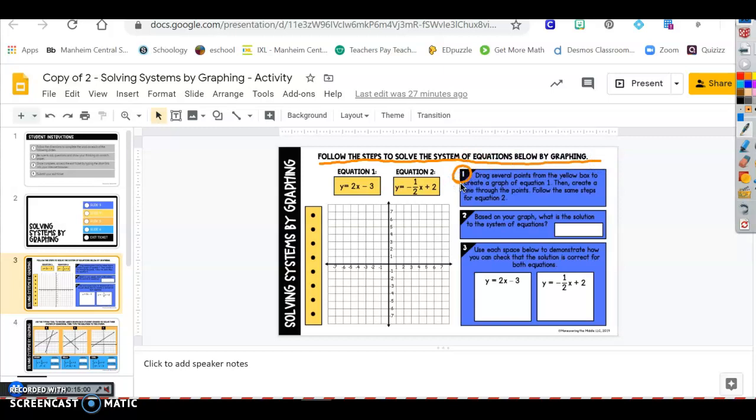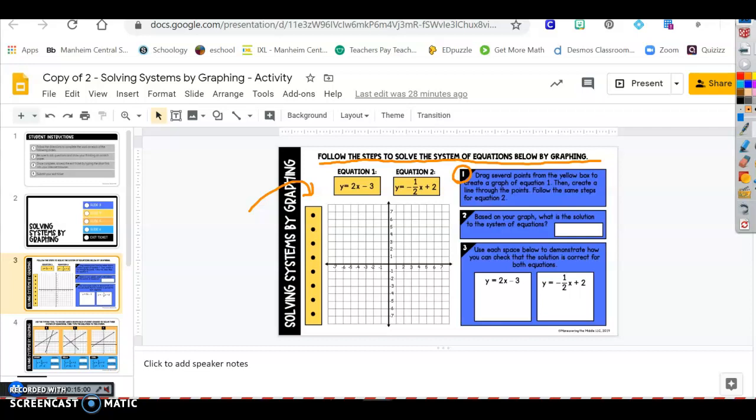Step 1 says, drag several points from the yellow box, that's this box right here, to create a graph of equation 1. Then create a line through the points. Follow the same steps for equation 2. So what you're going to do is look at equation 1 and pick out the slope and the y-intercept. I'll get this one started for you so you know what to do.